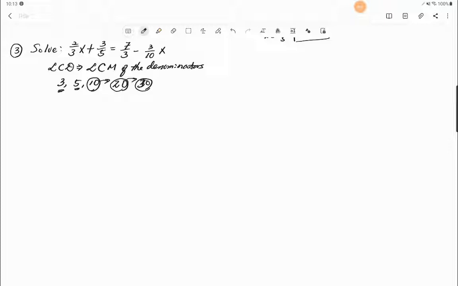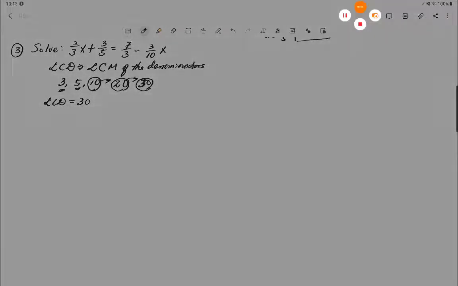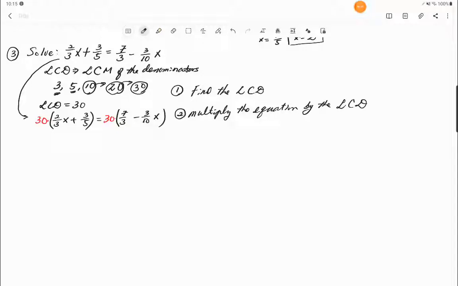So in this case, the LCD is the least common multiple. LCD is 30. The least common multiple of the denominators is 30. So the next step is we're going to multiply. Since 30 is a multiple of the denominators 5, 3, and 10, we can multiply the equation by 30. Okay, since we found the LCD, multiply the equation by the LCD. That means multiply the left-hand side and also the right-hand side.